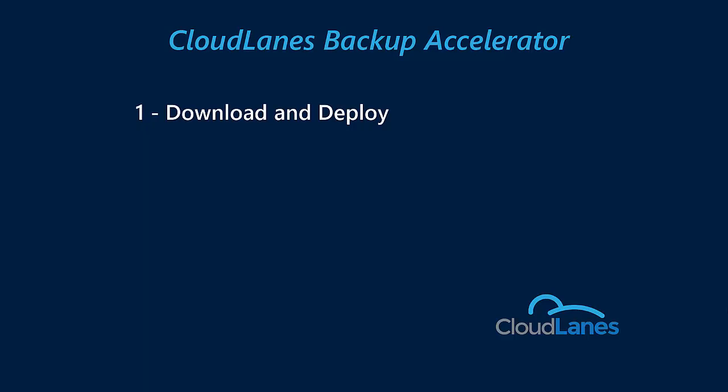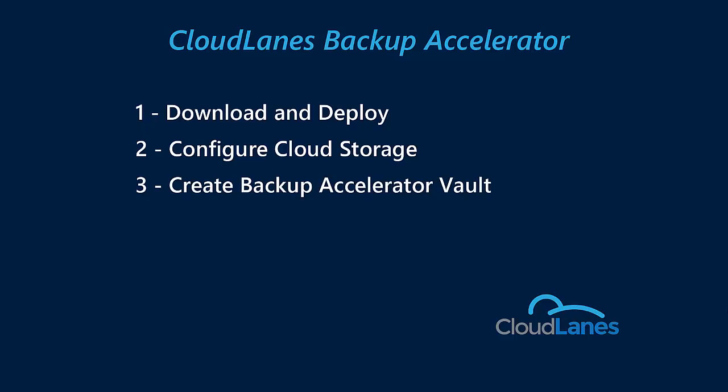This series of videos will show you first how to download the correct image for your particular hypervisor and to deploy that image properly. Step 2 will be to configure one or more cloud storage accounts in your cloud storage provider. Step 3 will be to create the Backup Accelerator Vault, where we store all the data that you back up, first initially on premises and then moving it to the cloud.